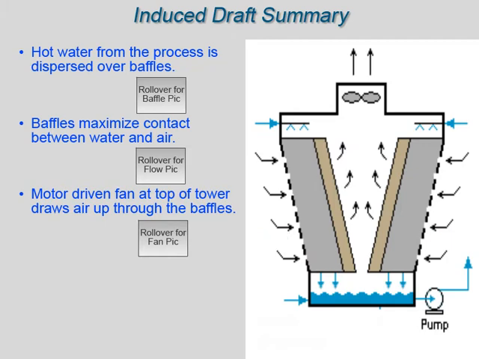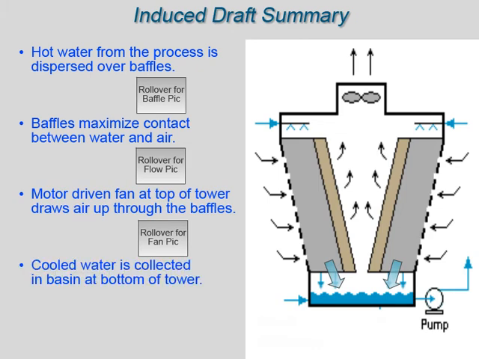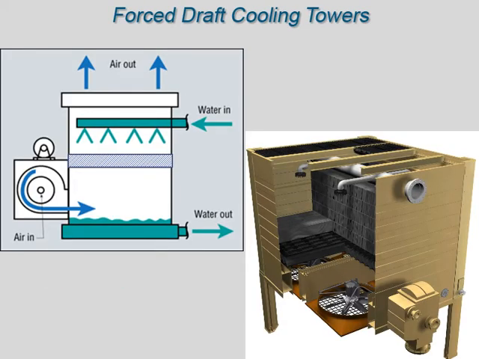The water works its way down through the baffles and the cooled water is collected in the basin at the bottom of the tower. Forced draft cooling towers are very similar to induced draft cooling towers. They use the same evaporative cooling concept by putting hot water in contact with cool air. The primary difference is that the air is blown in by a fan at the bottom of the tower rather than using a fan on top to pull air through the tower.